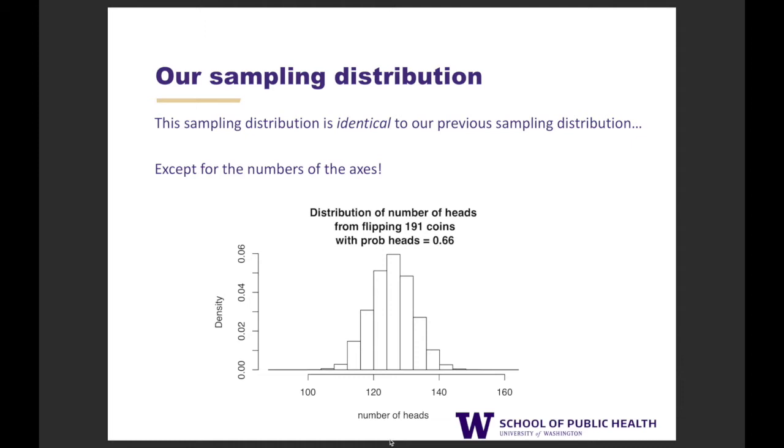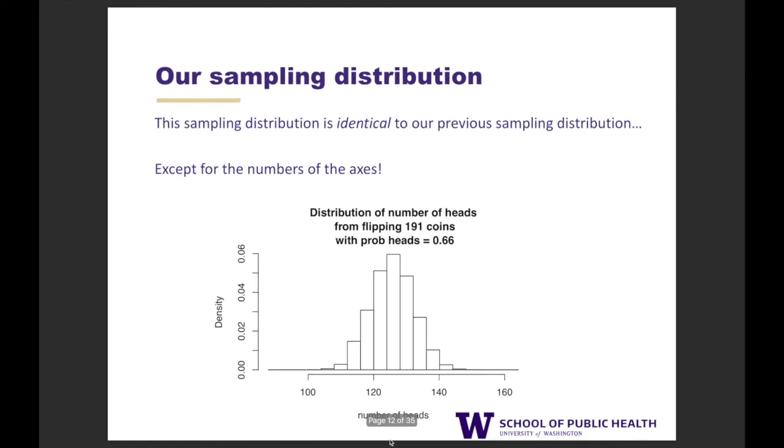So what this means in general is that all of the hypothesis testing we did before, when we engaged with the number of people who got better or the number of heads, we will get the exact same results if we engage with the proportion of people who got better or the proportion of heads.